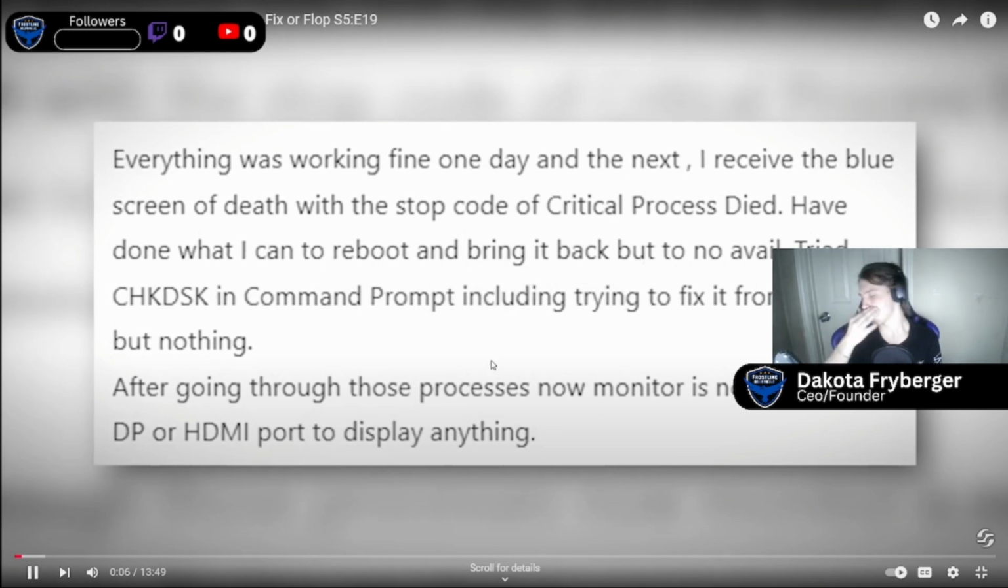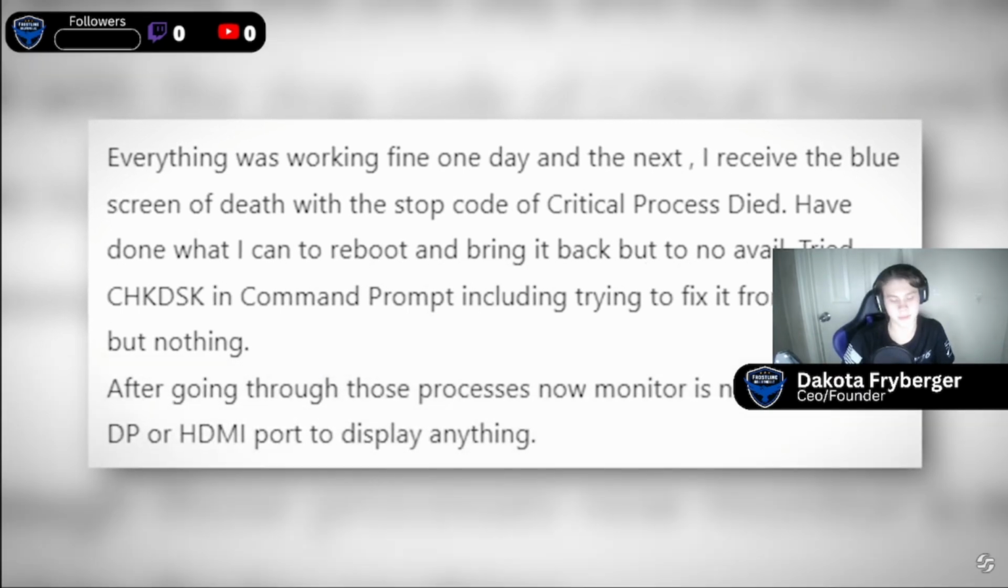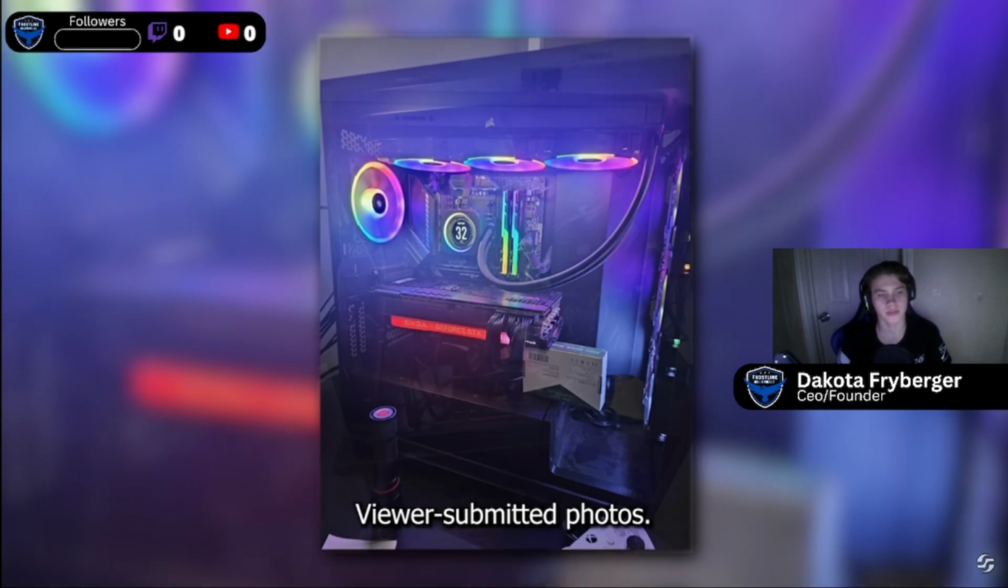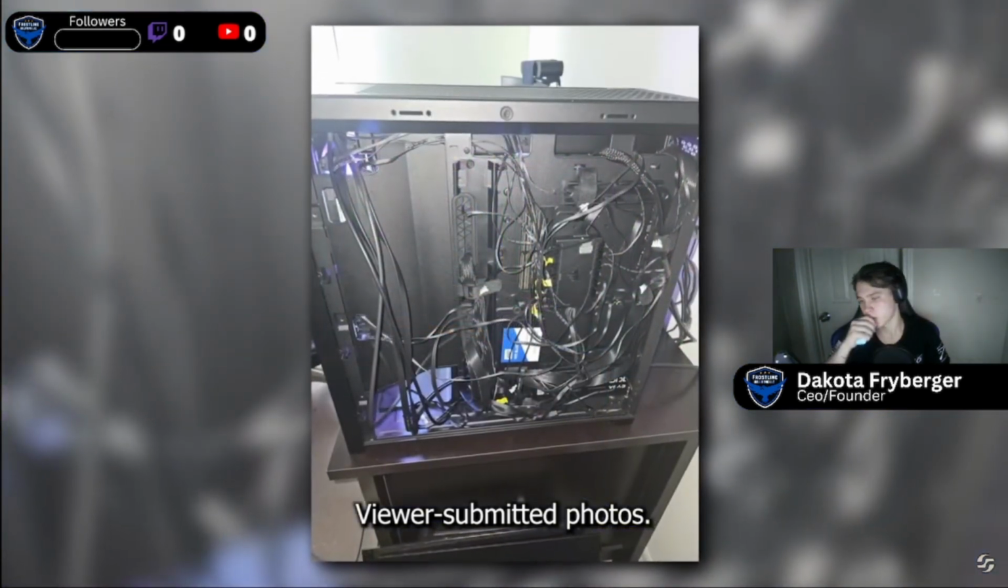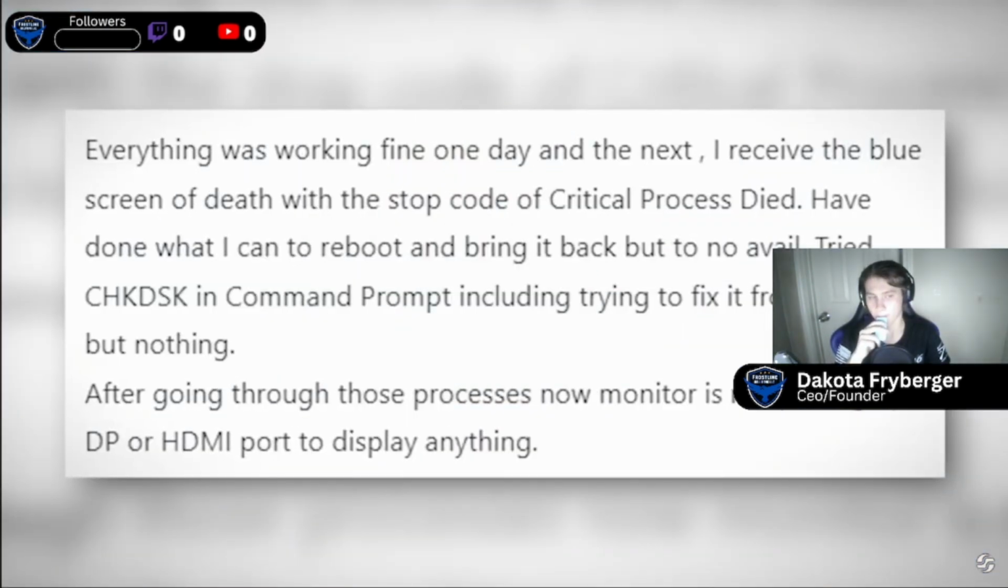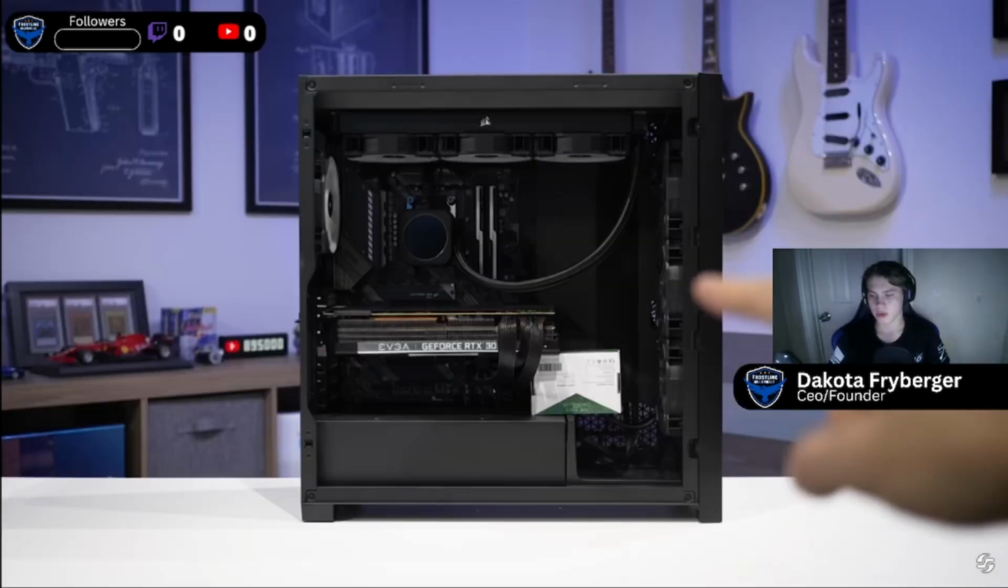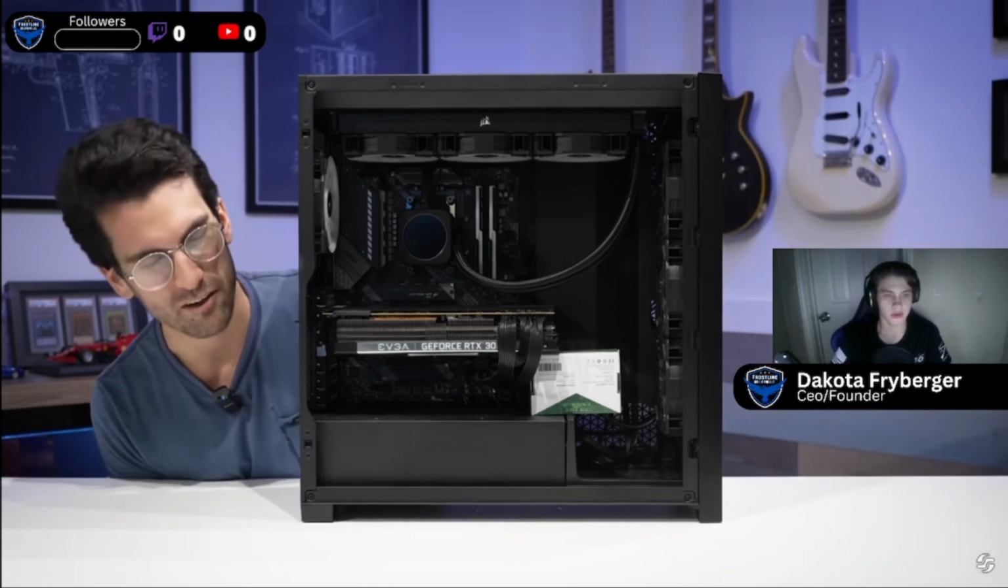Critical process died. Have done what I can to reboot and bring it back, but to no avail. Tried check disk and command prompt, including trying to fix it from there, but nothing. After going through those processes, now the monitor is not picking up DisplayPort or HDMI port to display anything. This here is that viewer's broken gaming PC, and in this video, we're gonna try to fix it for free.